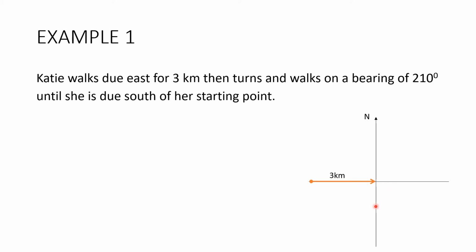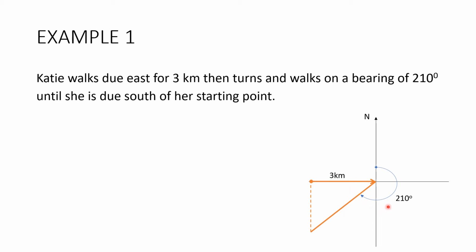This is 180, so it's going to be somewhere in here, because all the way around to here is 270. It doesn't have to be to scale, just do it roughly. And then she is going to walk until she is due south of her starting point. Now the aim here is to find a triangle, and I can see the beginnings of a triangle there, and there it is. The next thing we have to do is get an angle inside the triangle.